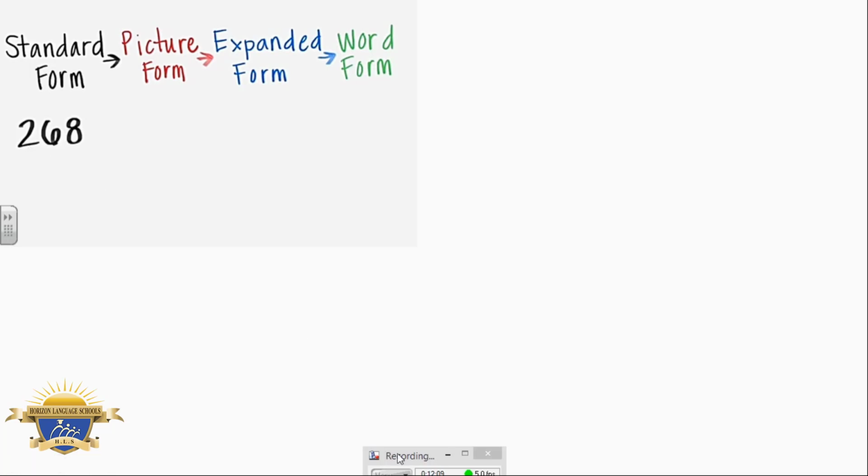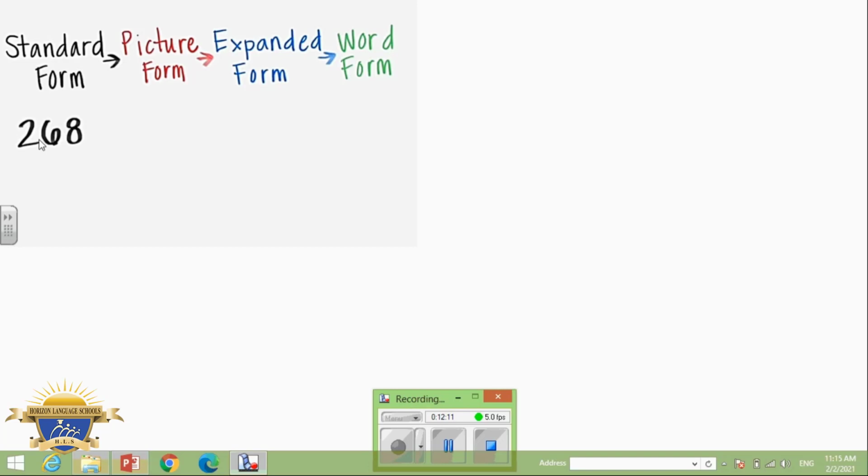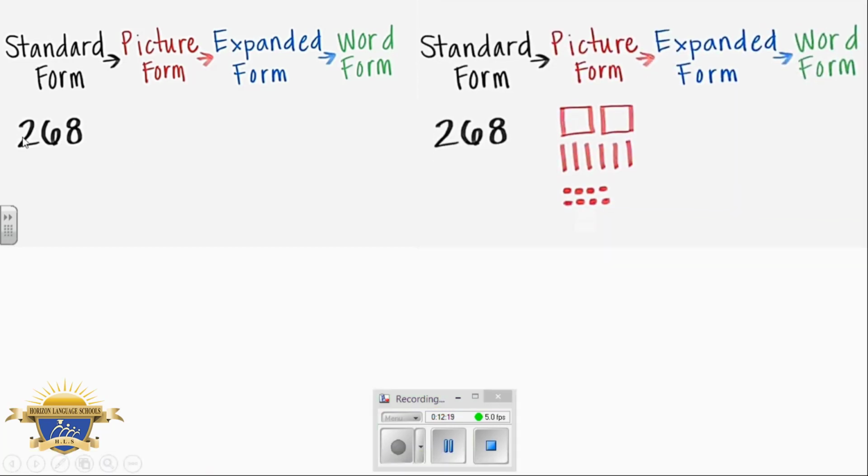Okay, the next example is number 268. The standard form is 268. For the picture form, we have 2 big squares, 6 strips, and 8 small squares. 2 big squares because there are 2 hundreds, 6 strips because there are 6 tens, and 8 small squares because there are 8 ones.